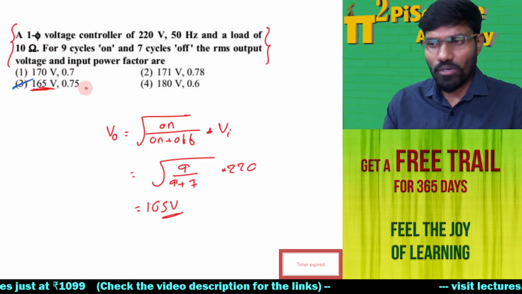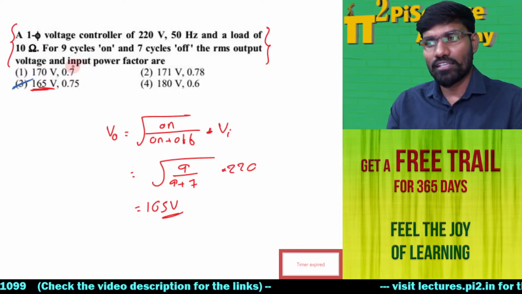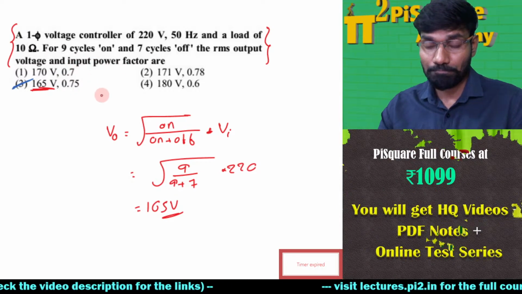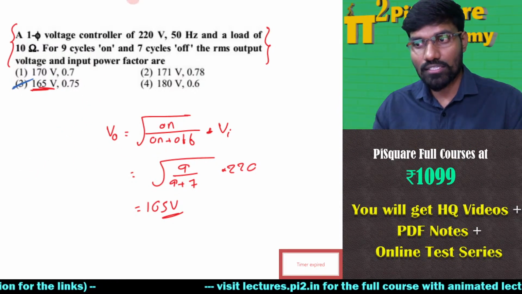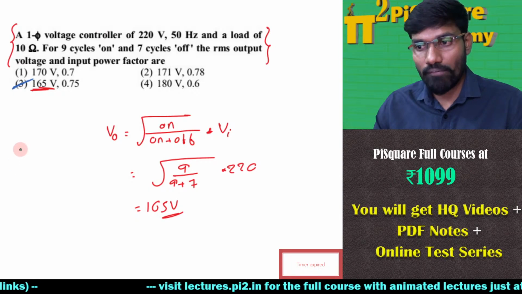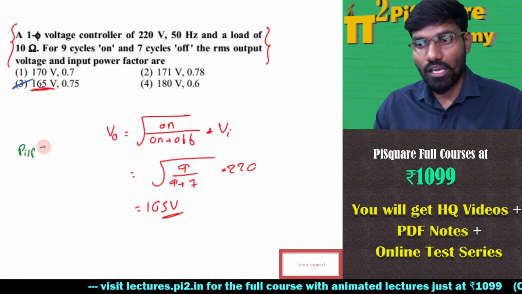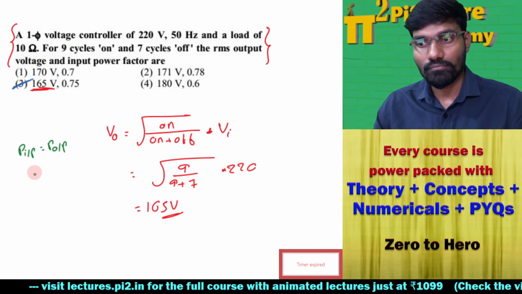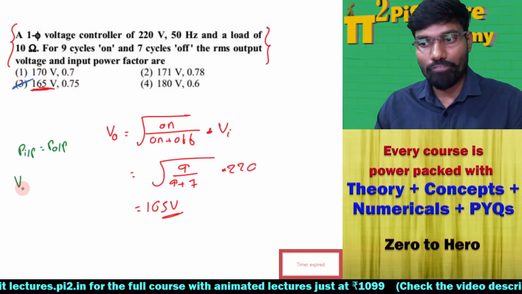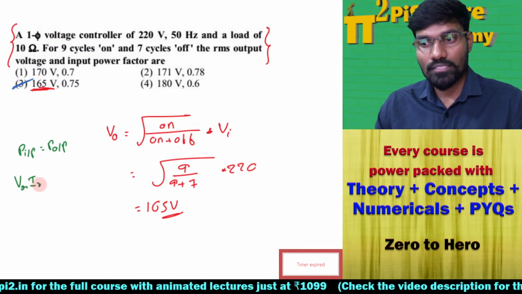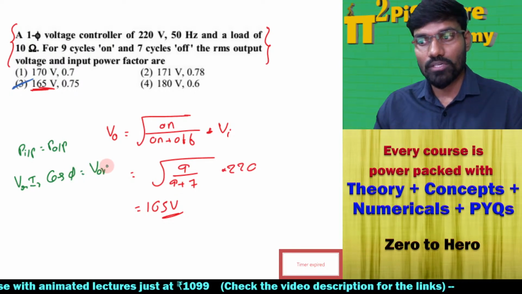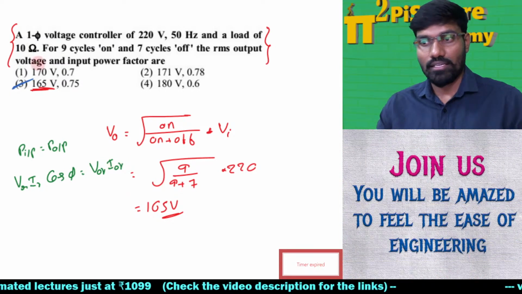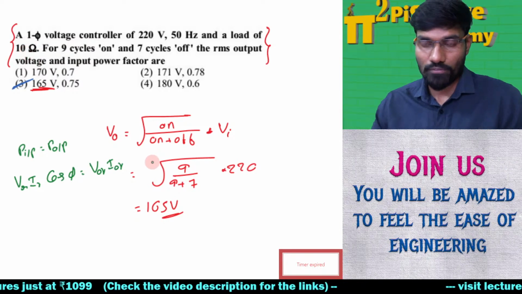Anyways, let's have a look at the power factor. How do you find out the input power factor? Consider a lossless system: input power is equal to output power. Input power is Vrms Irms cos phi, and output power is V output RMS into I naught RMS. It's a resistance, so cos phi is 1, unity power factor.